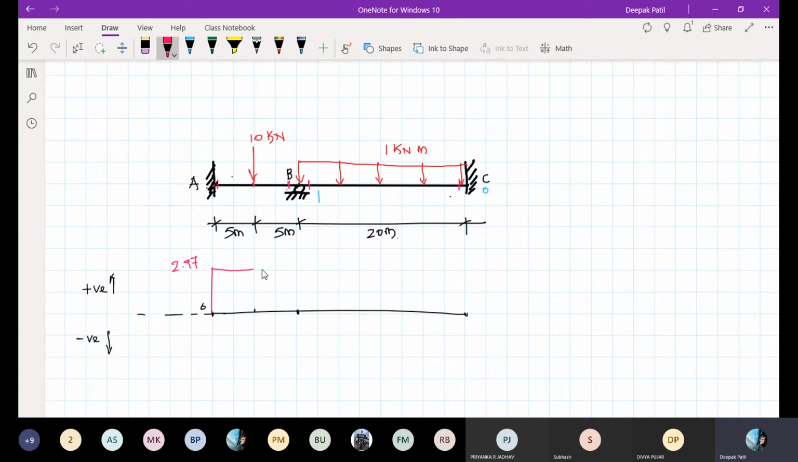Now once I cross this 10 kilonewton, what will happen to the shear force? What will be the value of shear force? It will also go down. 2.97 means 2.97. If I cross 10, what will happen to the shear force value? What will be the value of that?